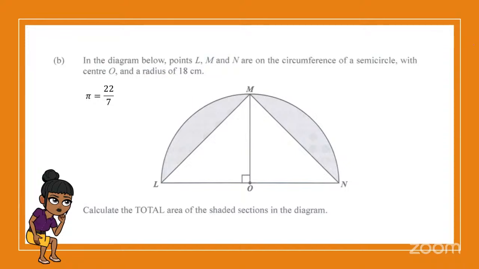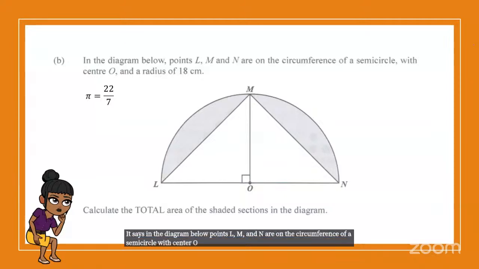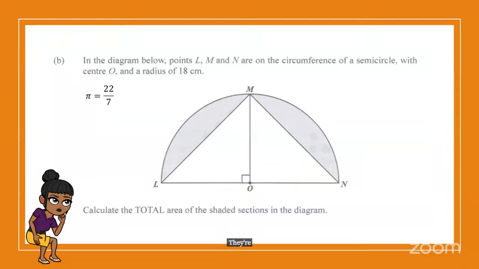It says in the diagram below, points L, M, and N are on the circumference of a semicircle with center O and a radius of 18 centimeters. They're asking you to calculate the total area of the shaded section in the diagram.